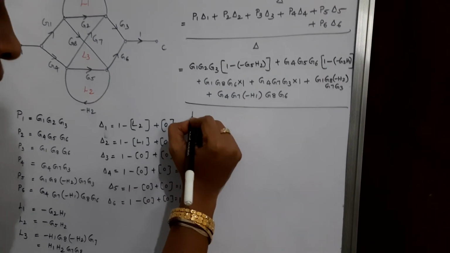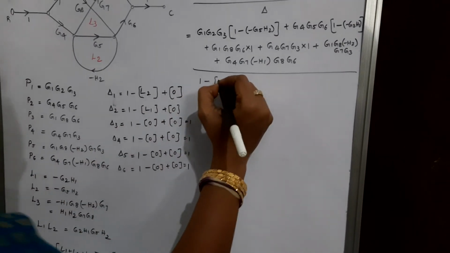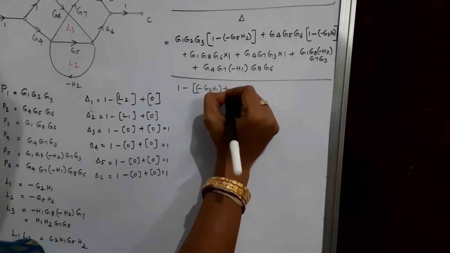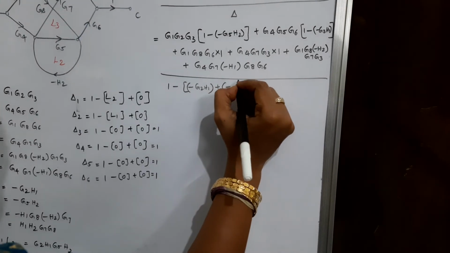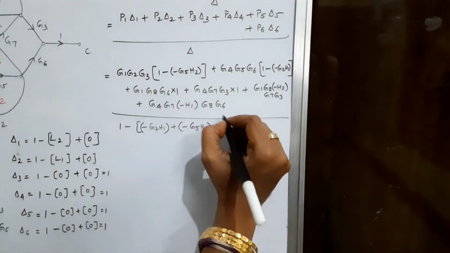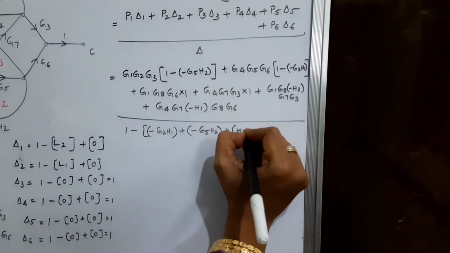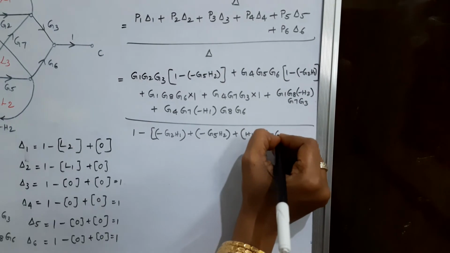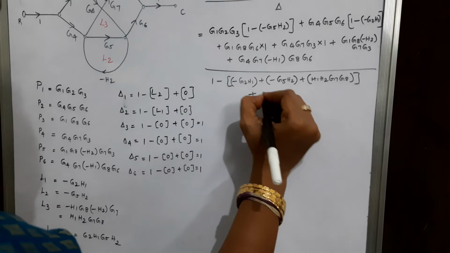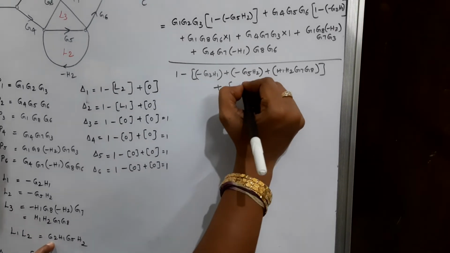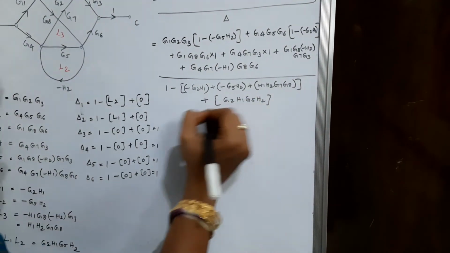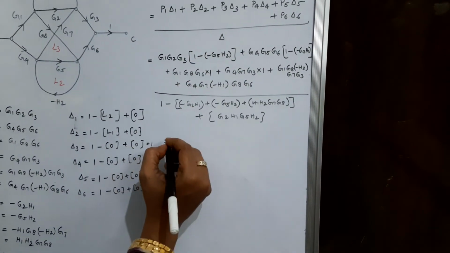So delta being here 1 minus of summation of all the loops here, that is minus G2 H1 plus minus G5 H2 plus H1 H2 G7 G8 plus L1 L2 combination. L1 L2 combination is G2 H1 G5 H2. Now one more step, which is just a simplification of this.